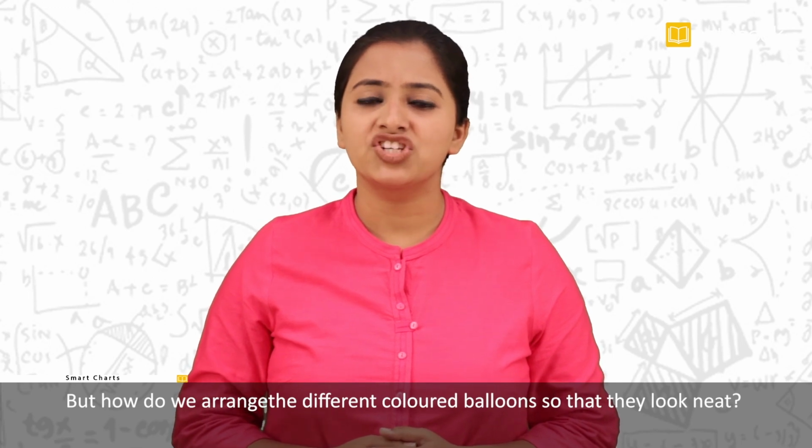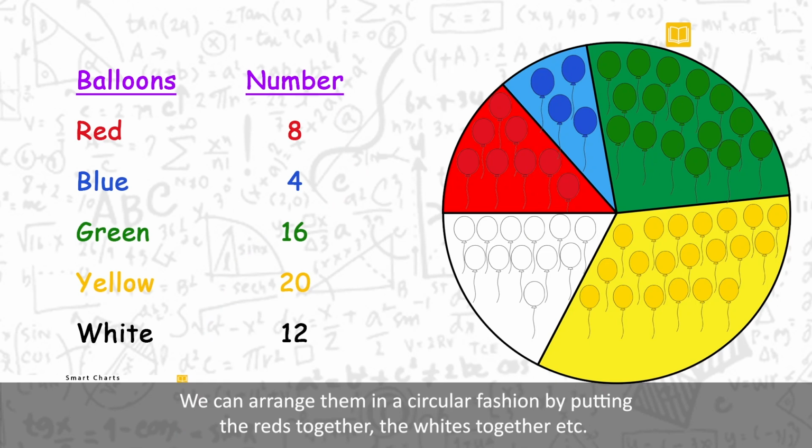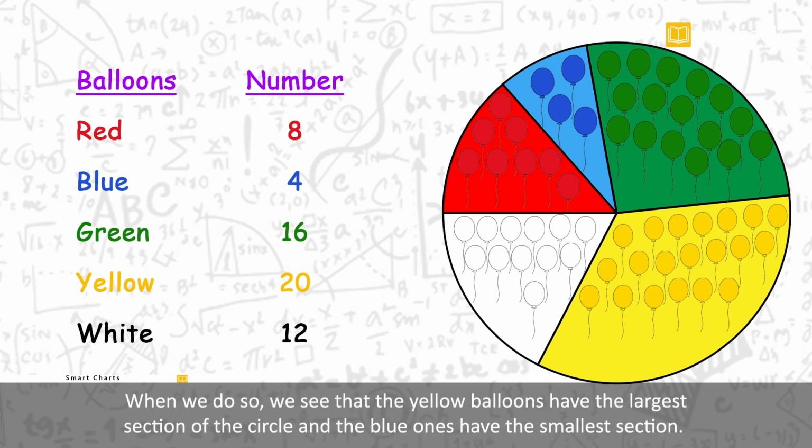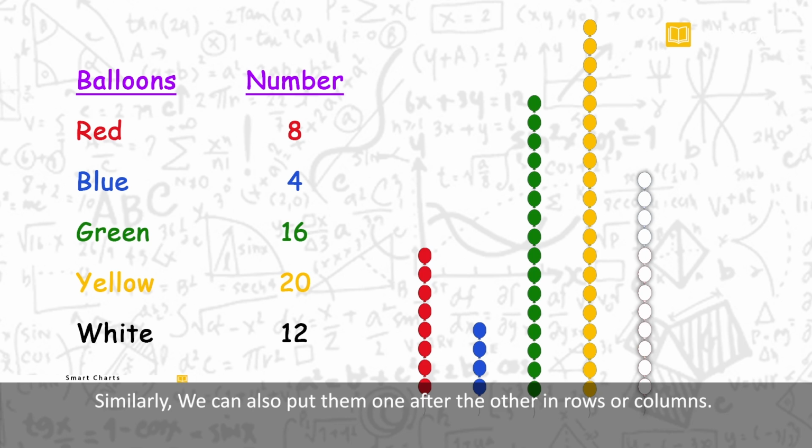But how do we arrange the different colored balloons so that they look neat? We can arrange them in a circular fashion by putting the reds together, the whites together, etc. When we do so, we see that the yellow balloons have the largest section of the circle and the blue ones have the smallest section. It looks like a chapati chart, isn't it? Similarly, we can also put them one after the other in rows or columns. The longest one is the yellow balloon column. This arrangement looks like a bar graph, isn't it?